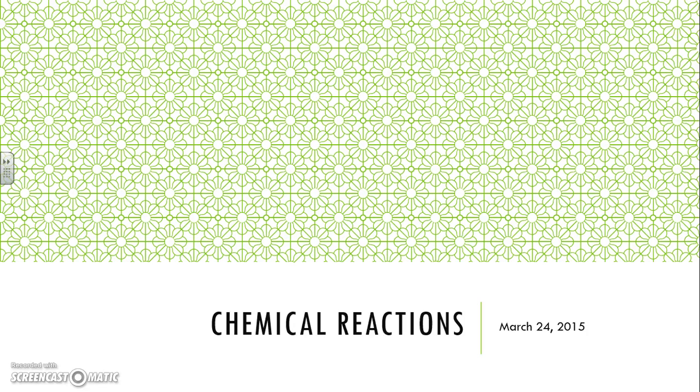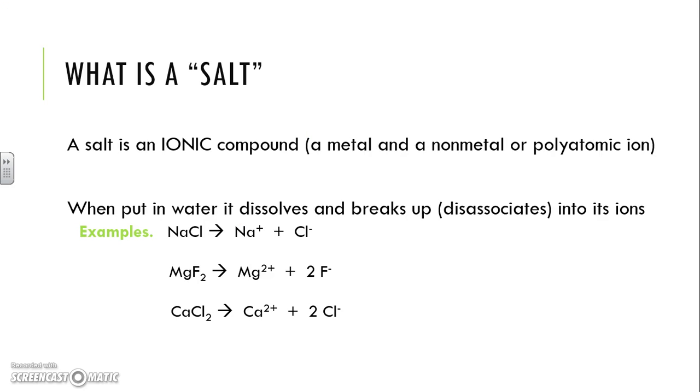Our next topic in this unit is chemical reactions and how we write them and how we balance chemical equations. So to do these things, we need to first set some definitions about chemical reactions so we all know what we're talking about. The first thing I want to clarify for you is what a salt is. A salt is any ionic compound with a metal and a nonmetal, or a metal and a polyatomic ion.